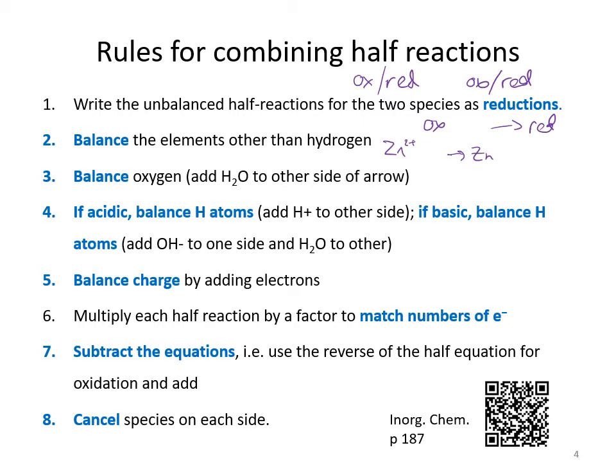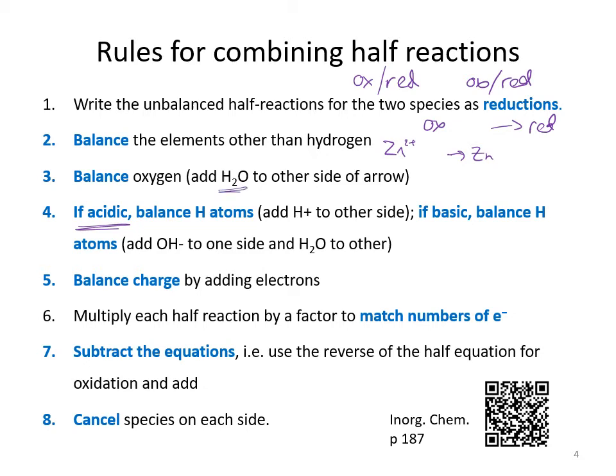You've then got to balance any oxygen. Now obviously for the zinc example we don't have any, but the example I'm going to show you on the next slide we definitely do, and the way you balance oxygen is by adding water to the other side of the arrow, wherever it isn't currently. Then if you've got an acidic solution, you can balance your hydrogen atoms on one side. So obviously if you've had to add some water, you'll get some hydrogen from that.